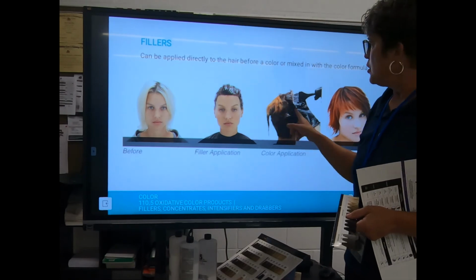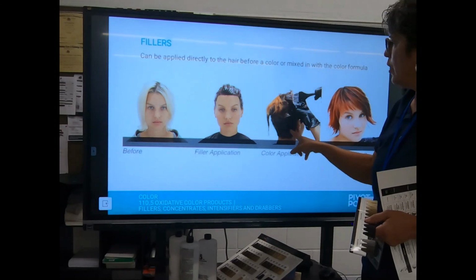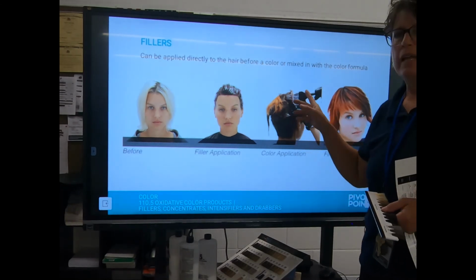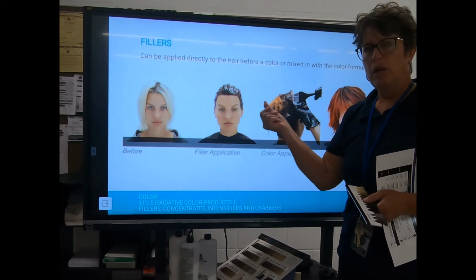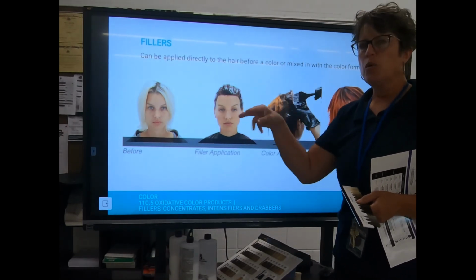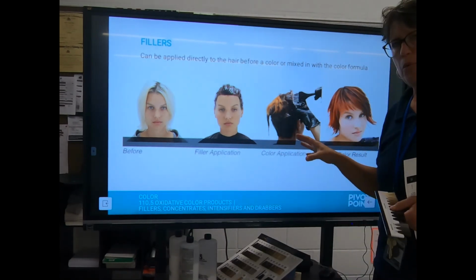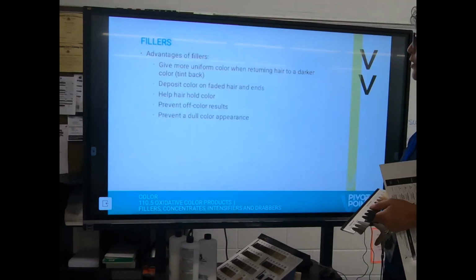Now, I've always been told, I'm looking here, I'm not sure, they're not specifying on this slide, but you want to wipe it off, the filler. You don't want to shampoo it, you just want to wipe the excess off and then put the color on so that the color can process. Okay, we'll see if that's on here or not.